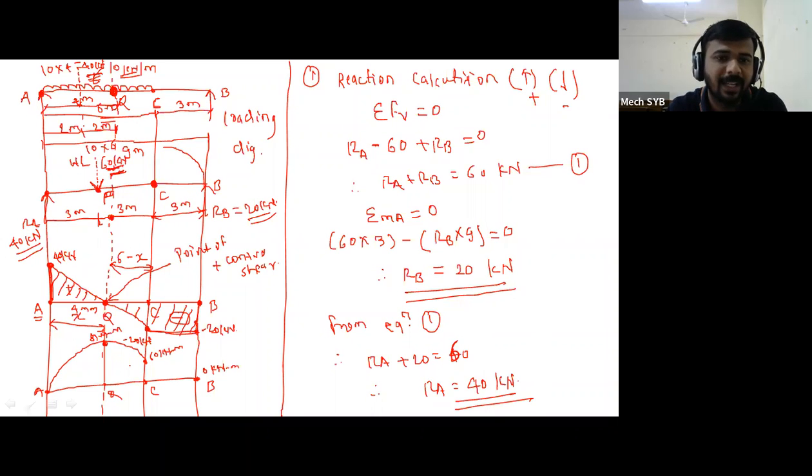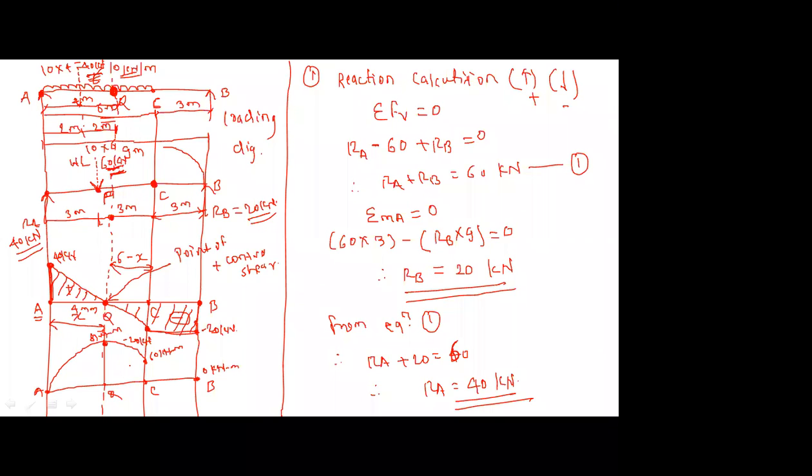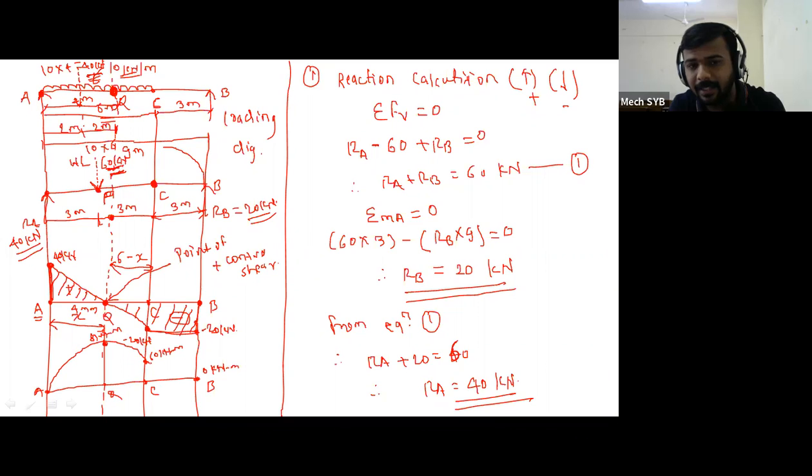C to B मध्ये UDL आहे का? No. Then how to draw it? Inclined line. Directly straight line. म्हणजेच inclined line येणार ती. Directly inclined. So this is your bending moment diagram. Totally it is in positive region.